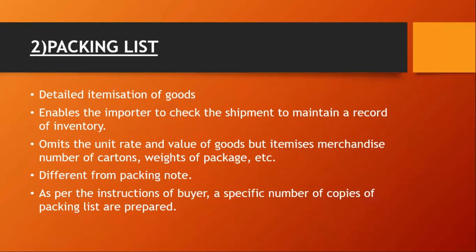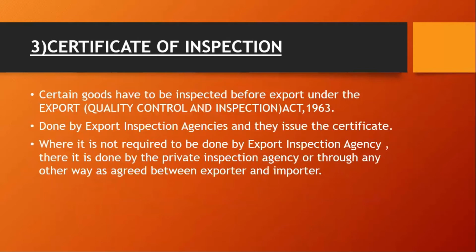Coming on to the next principal commercial document, we have certificate of inspection. Some export goods are notified for compulsory pre-shipment inspection under the Export Quality Control and Inspection Act 1963. Such inspection is done by the export inspection agencies, and they issue the certificate of inspection if satisfied as per norms. Where compulsory inspection is not required by the export inspection agency, the exporter has to get the inspection done through a private inspection agency or through any other arrangement as per agreement between the exporter and the importer.